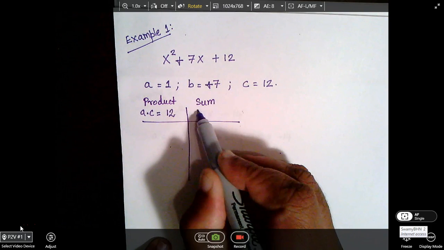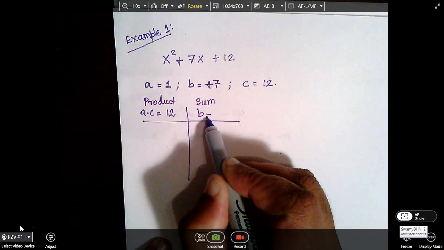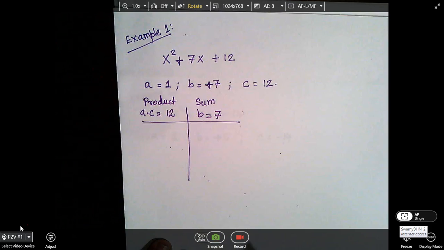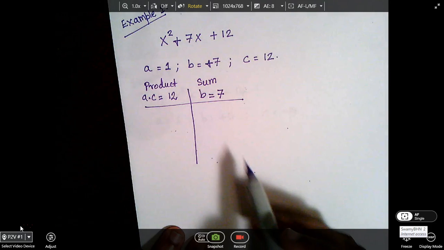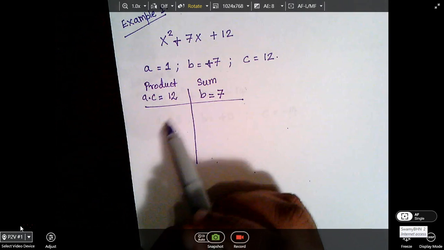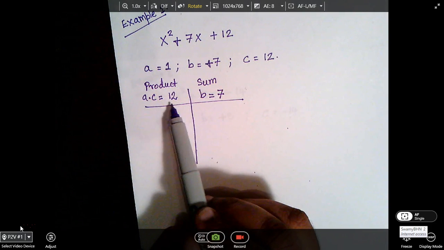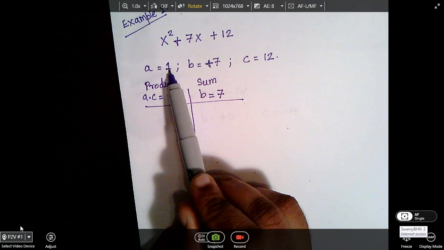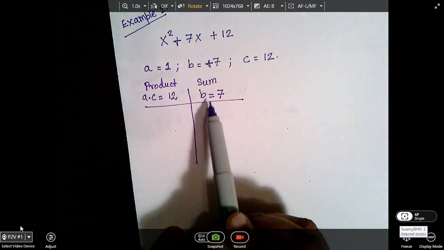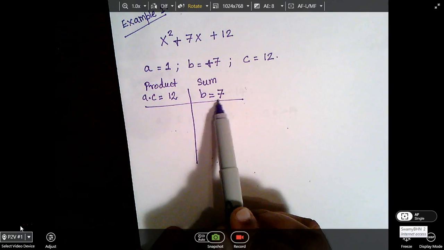My sum is always my b. So b is positive 7, right? The sign matters a lot. Always keep it with the sign. So my a times c is the product, which is 1 times 12. And sum is my middle term, which is 7.